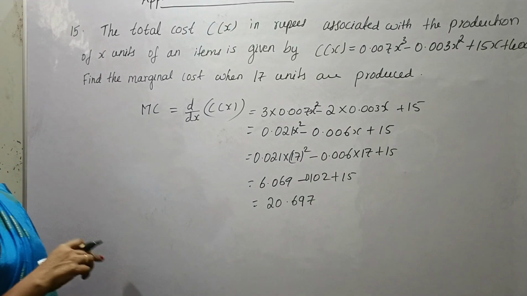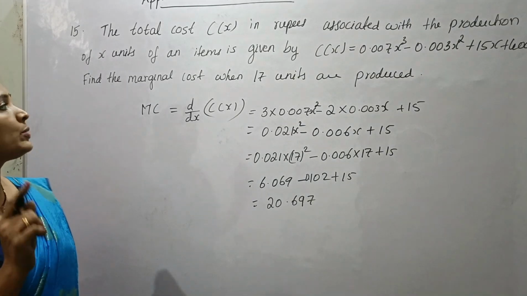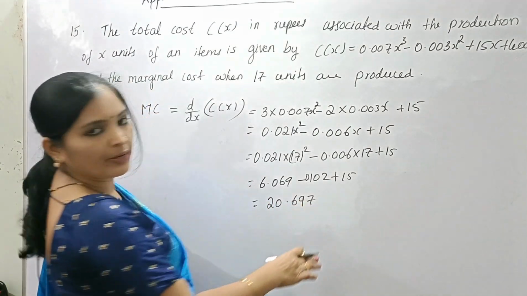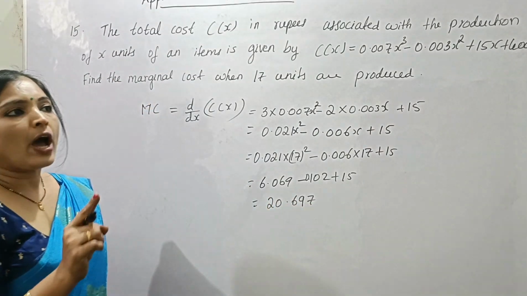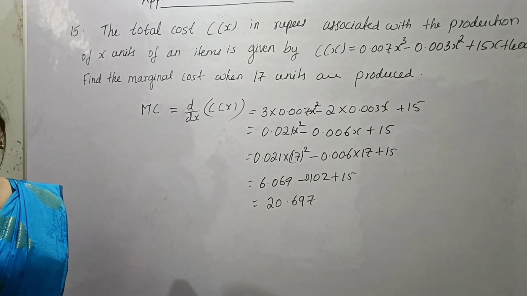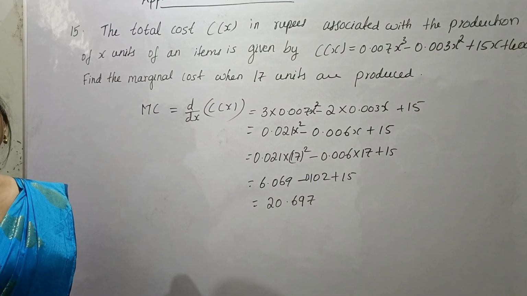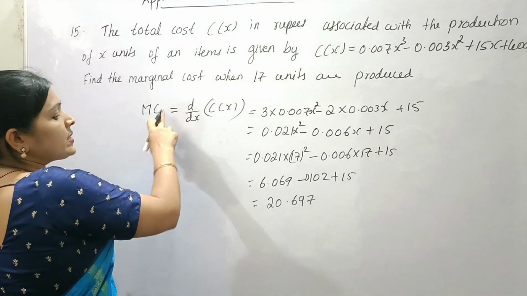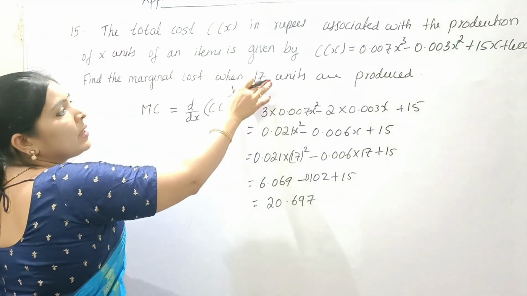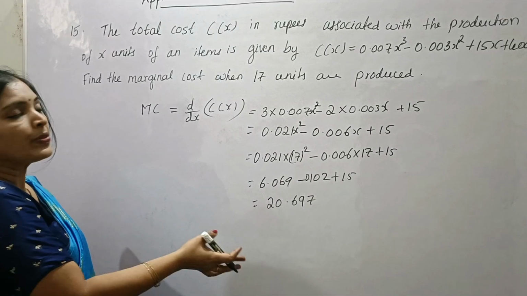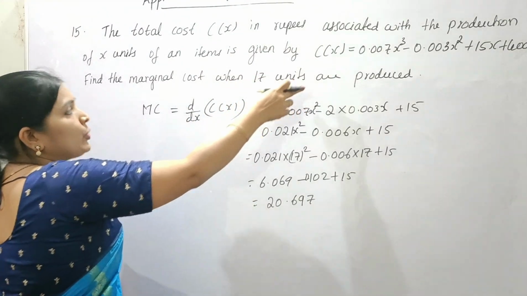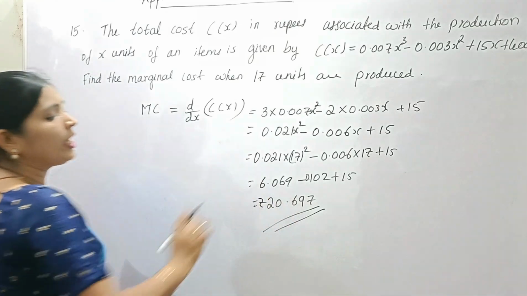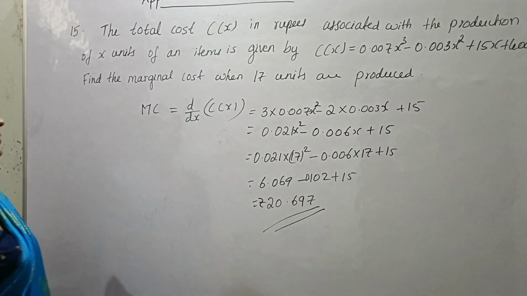So when 17 units are produced, the marginal cost is 20.697. Okay, so note it down. The marginal cost is the rate of change of total cost with respect to a unit. Here a total of 17 units are produced. Therefore, when 17 units are produced, the marginal cost is rupees 20.697.